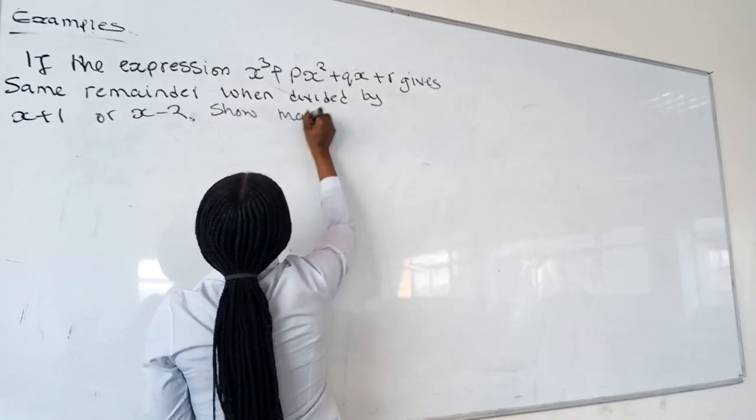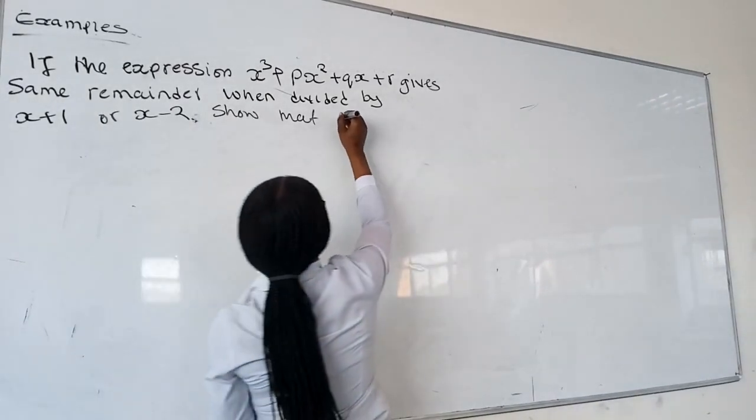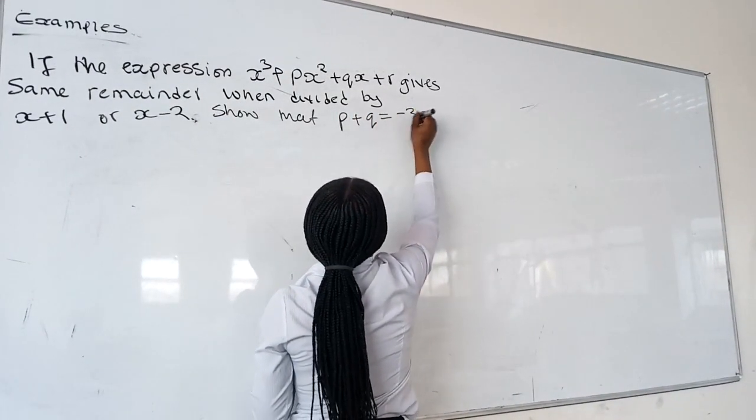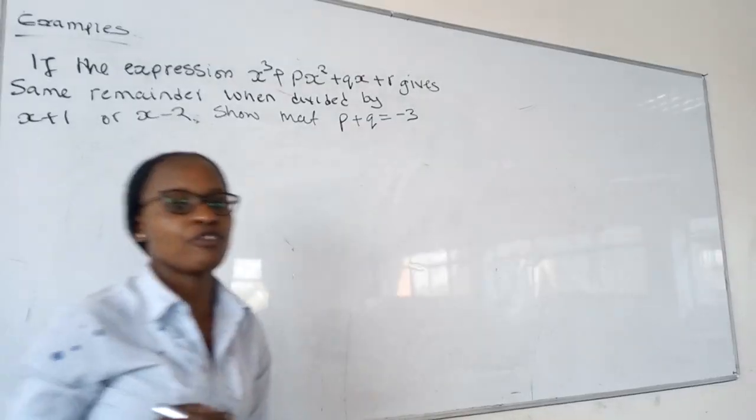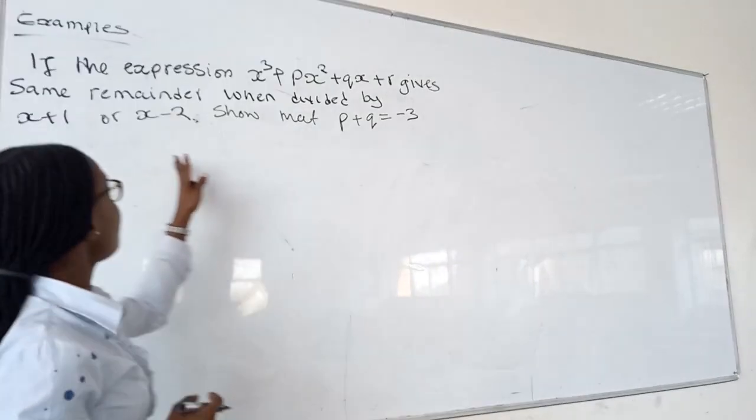So show that p plus q is equal to negative 3. That's what we've been given. So that is the first part of the question.